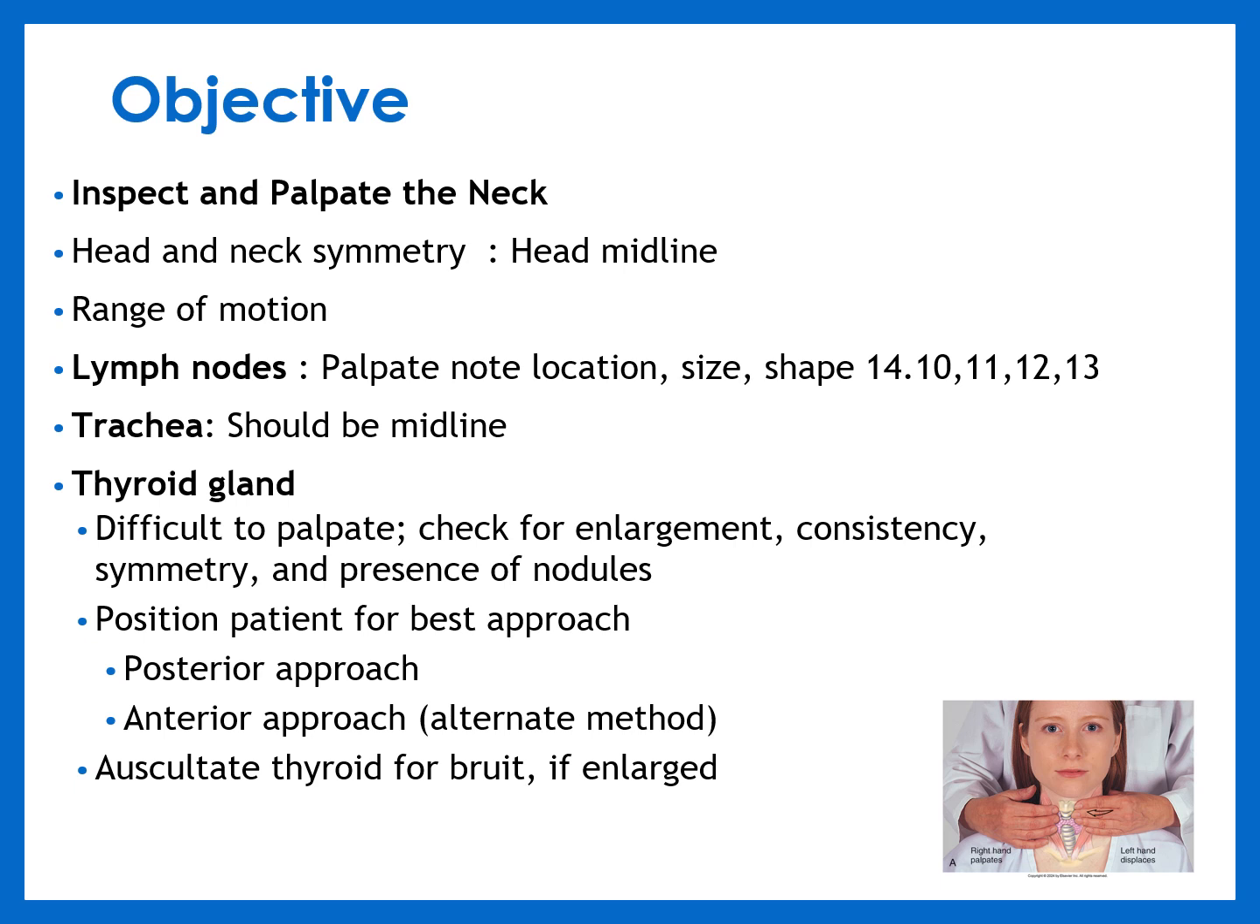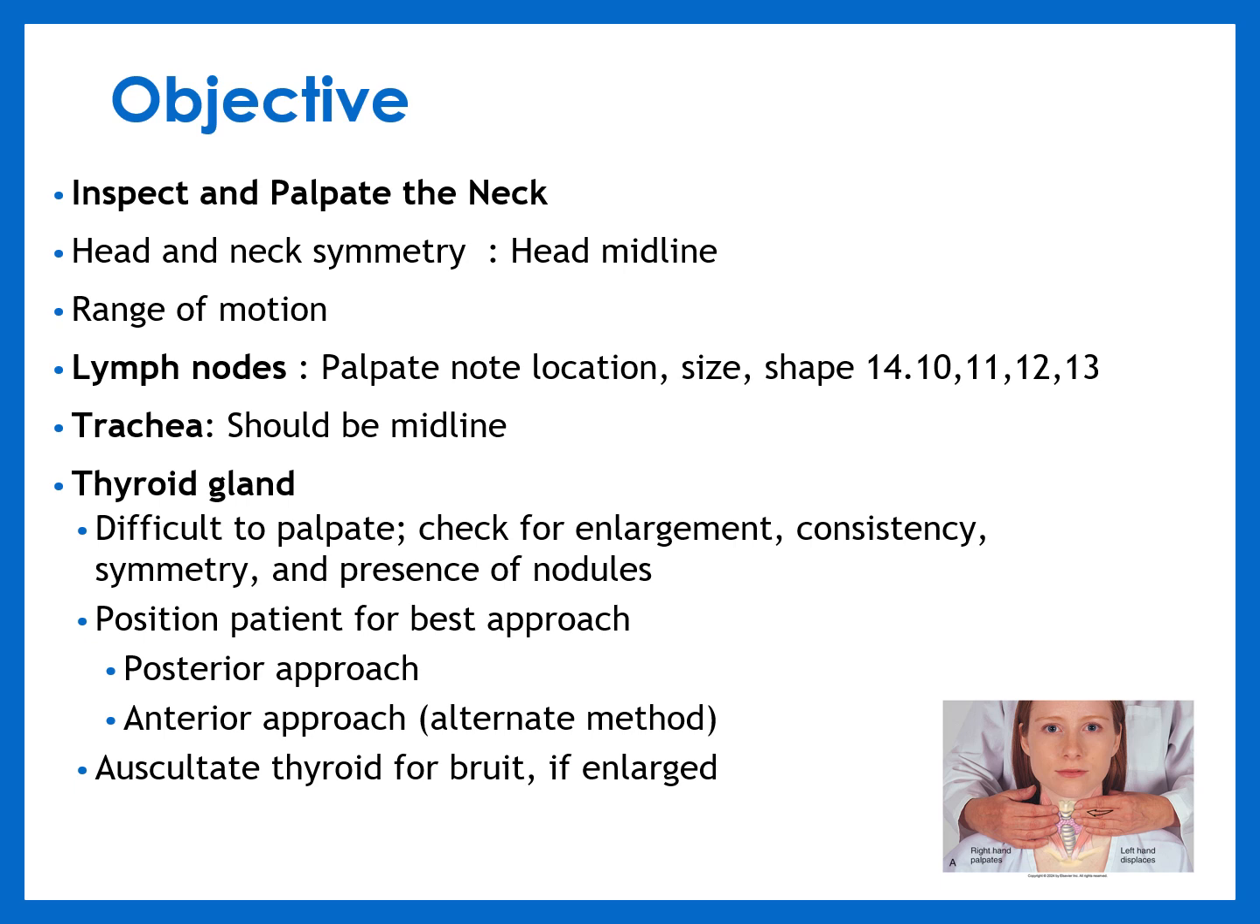Now it's time to do your objective assessment. Inspect and palpate the head, which should be midline and symmetric. Test range of motion. Palpate lymph nodes, noting their location, size, and shape. Check the trachea. It should be midline. The thyroid gland is often difficult to palpate, but assess for enlargement, nodules, and asymmetry.